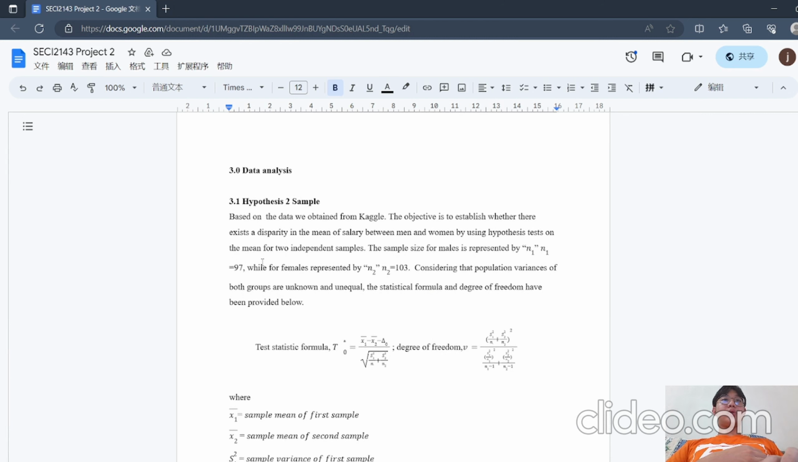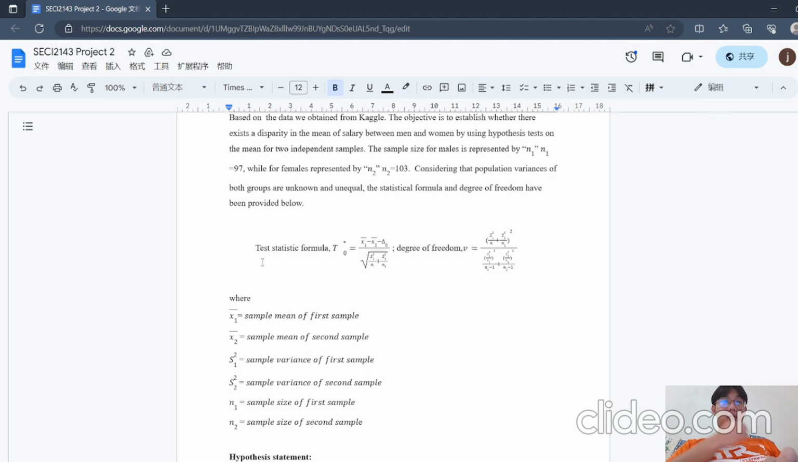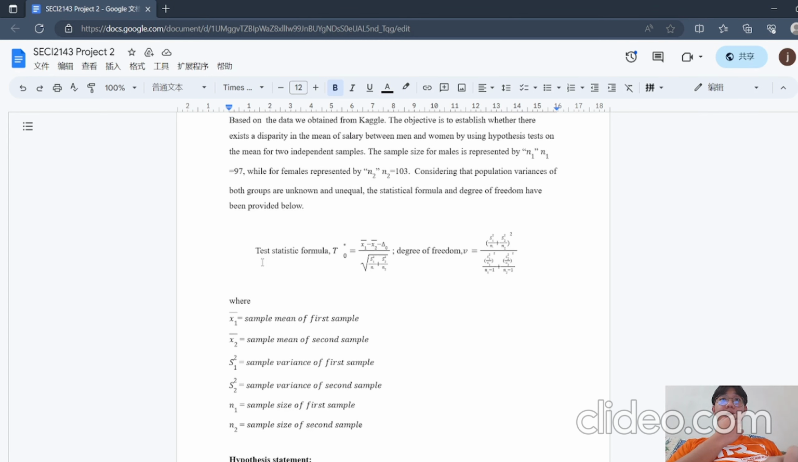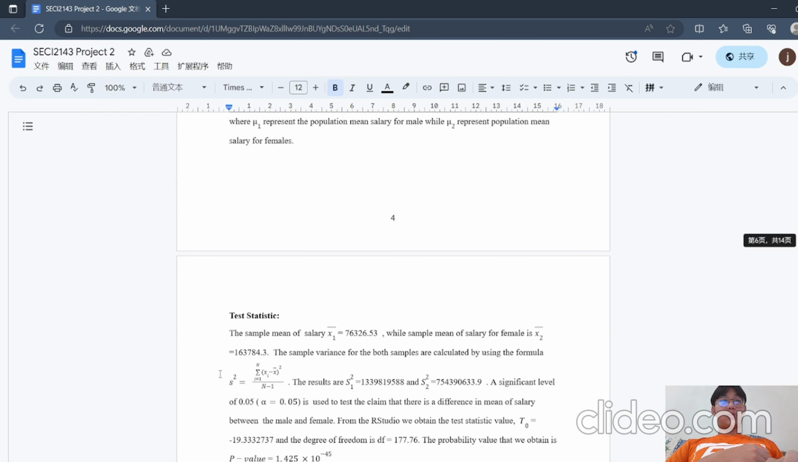We use the hypothesis 2 sample test, where mean 1 is equal to mean man and mean 2 is equal to mean woman. We do the hypothesis statement test. The null hypothesis is mean 1 equal to mean 2. The alternative hypothesis is mean 1 not equal to mean 2.